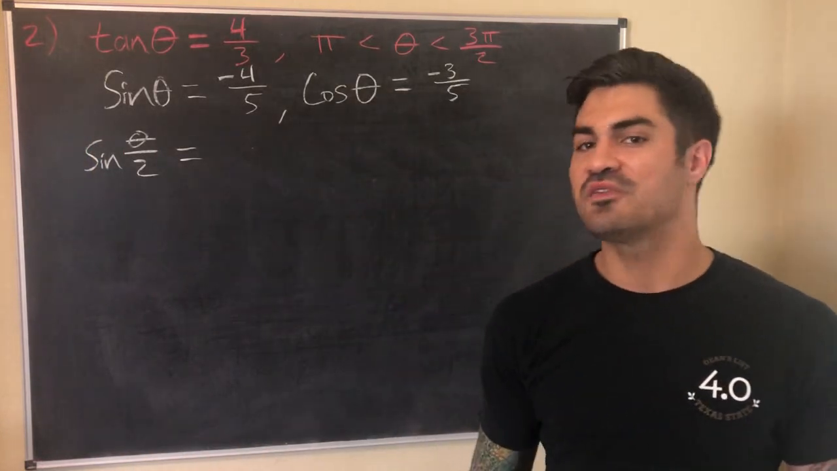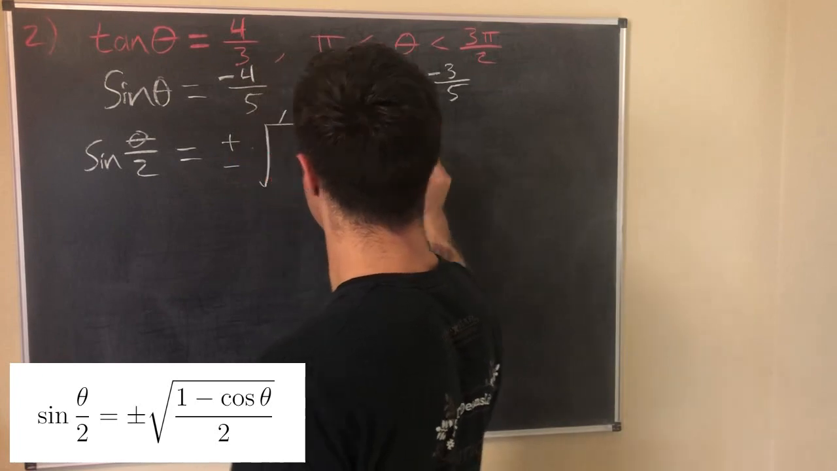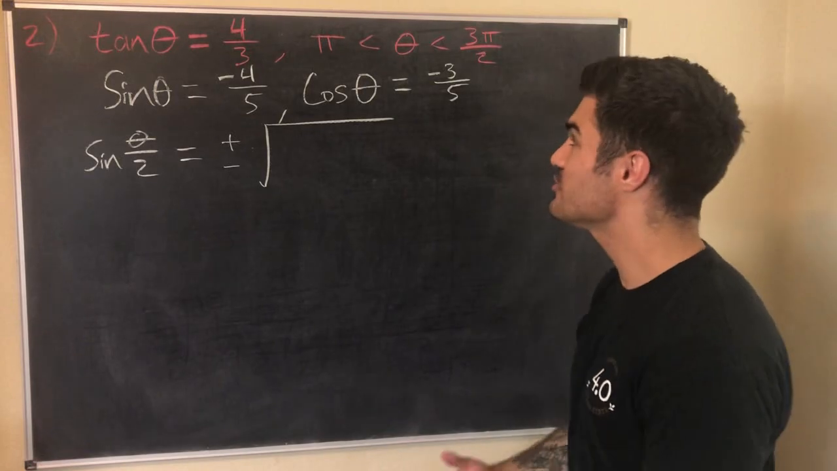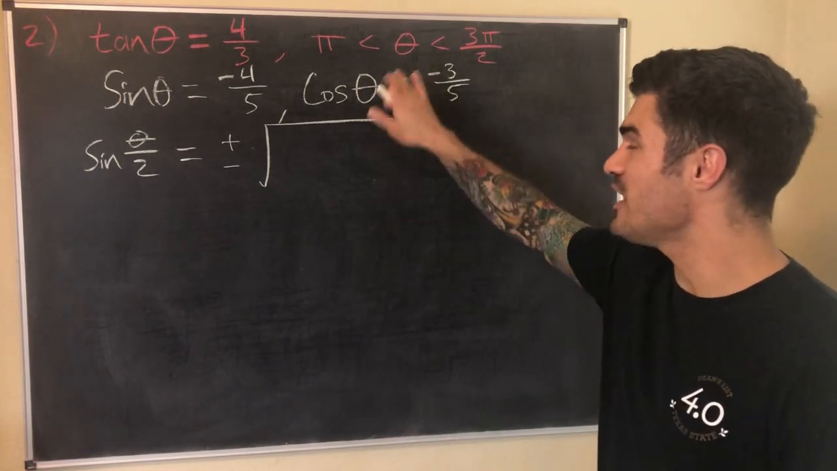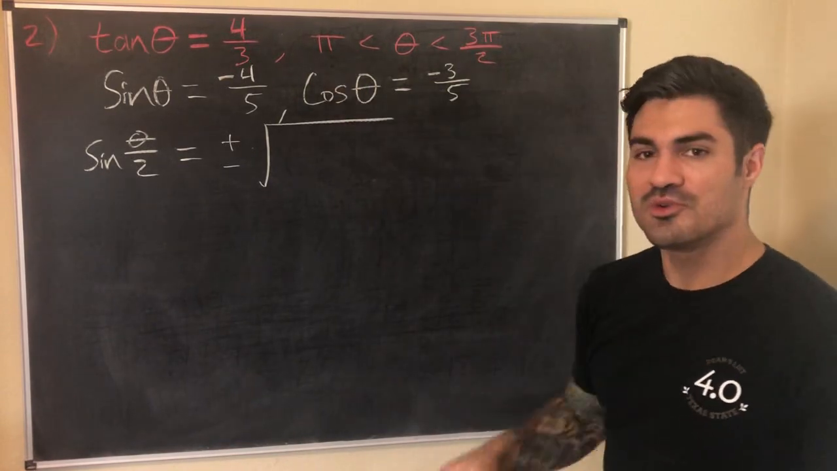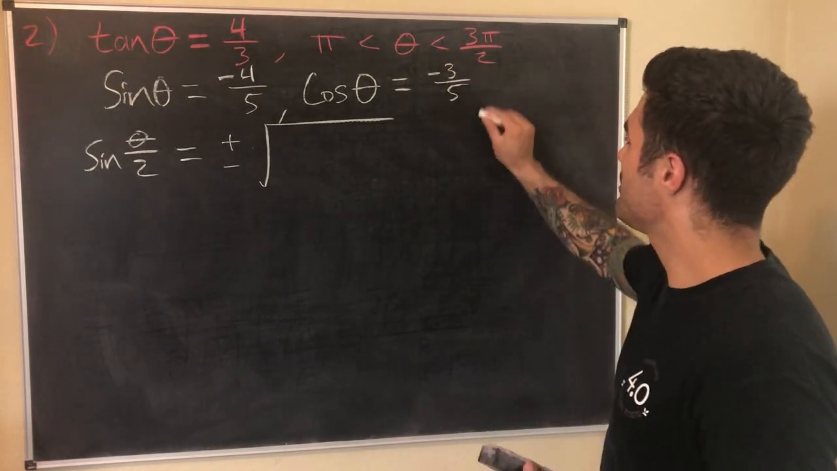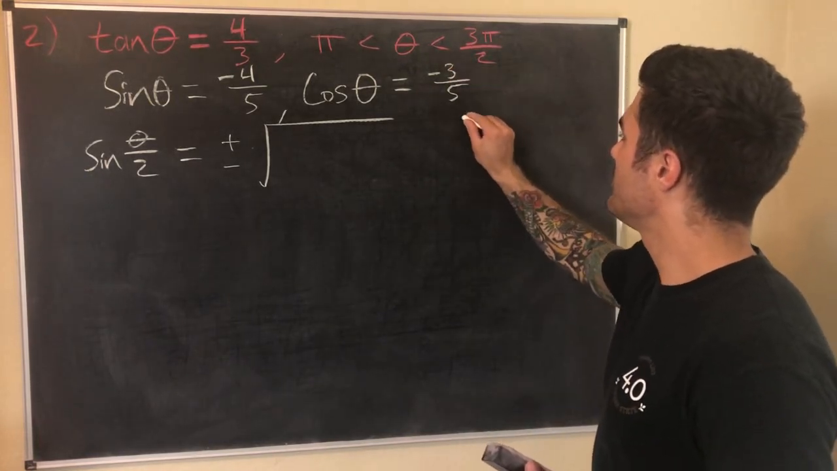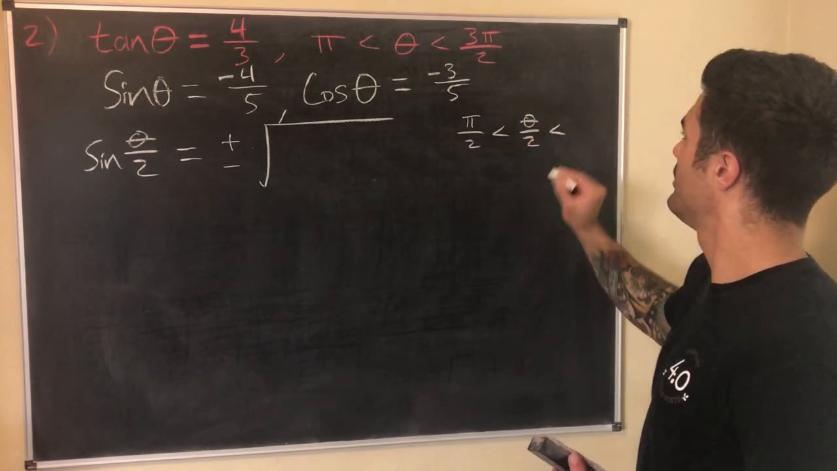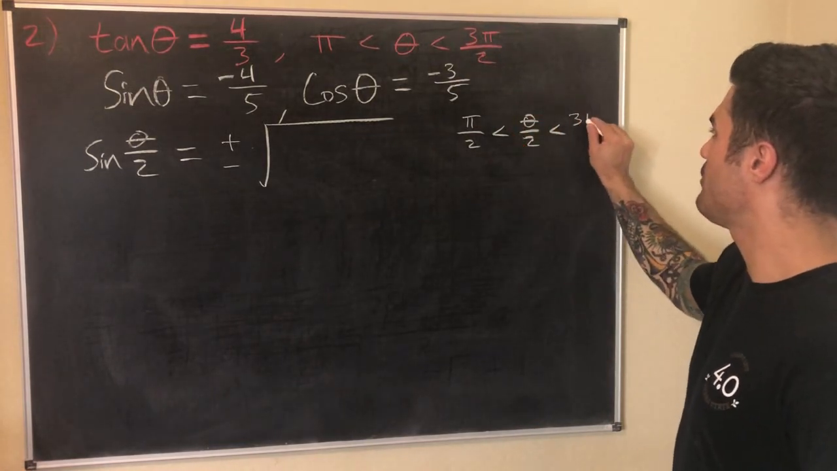All right, so the sine of theta over 2 is plus or minus. Do we have positive or negative? Let's think about this. How can we find out? Well, let's look at our interval for theta. Theta is between pi and 3 pi over 2. So if we divide everything by 2, then that should be the interval that theta over 2 is in, right? So that means that theta over 2 is between pi over 2 and, if I divide 3 pi over 2 by 2, I end up with 3 pi over 4.